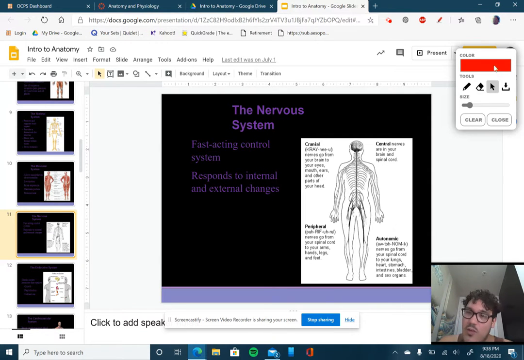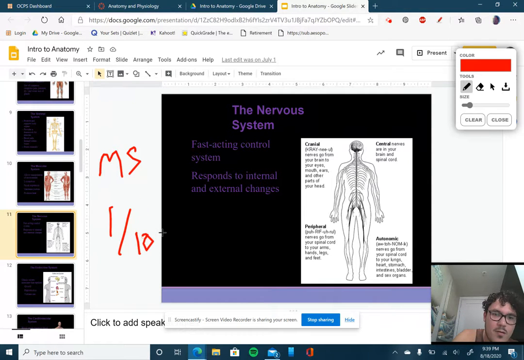If you're not familiar with the unit, I'll just kind of write it over here for us. Milli is 1/1000th of something. So in this case, this is 1/1000th of a second. We're talking super fast speeds as far as how fast the brain communicates and how fast the nervous system in general sends messages and receives messages. So super, super incredible. It responds to internal and external changes.